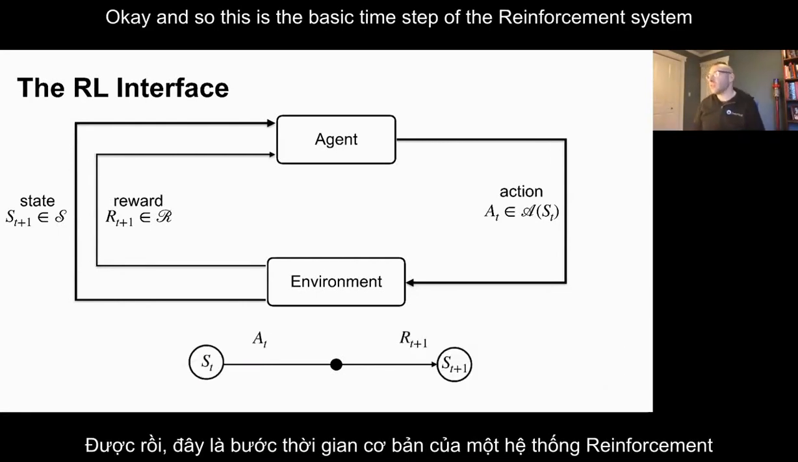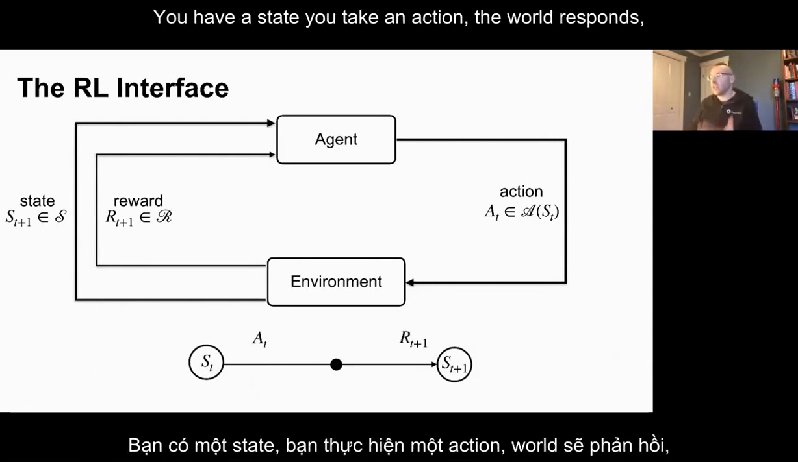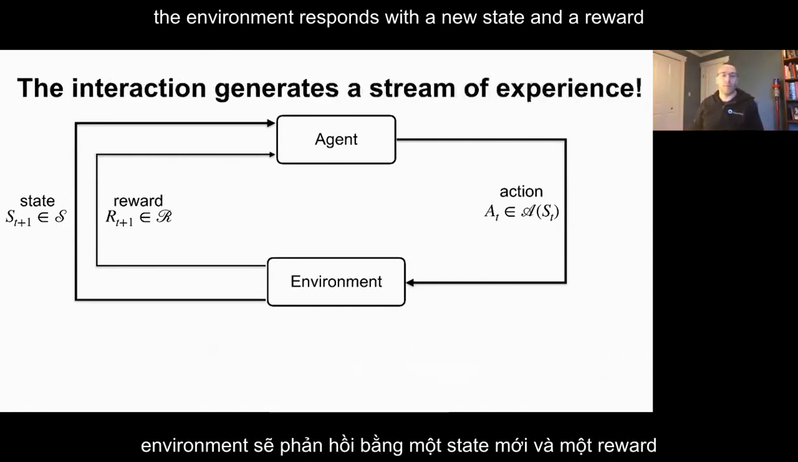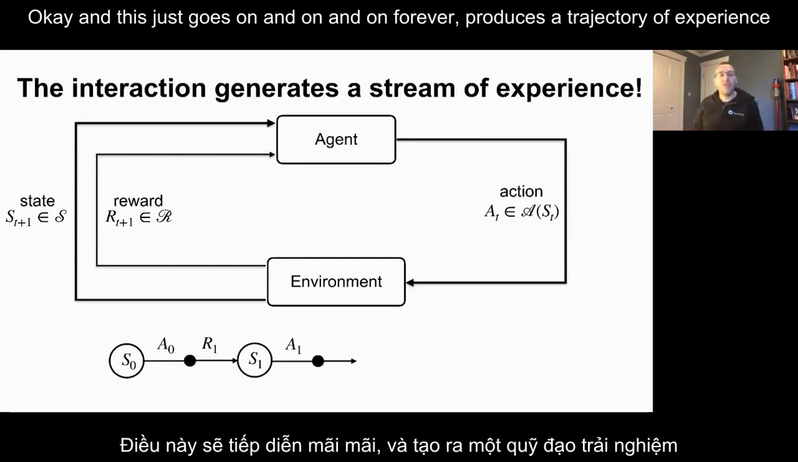And so this is the basic time step of a reinforcement learning system. You have a state, you take an action, and the environment responds with a new state and a reward. And this just goes on and on and on forever. It produces a trajectory of experience.